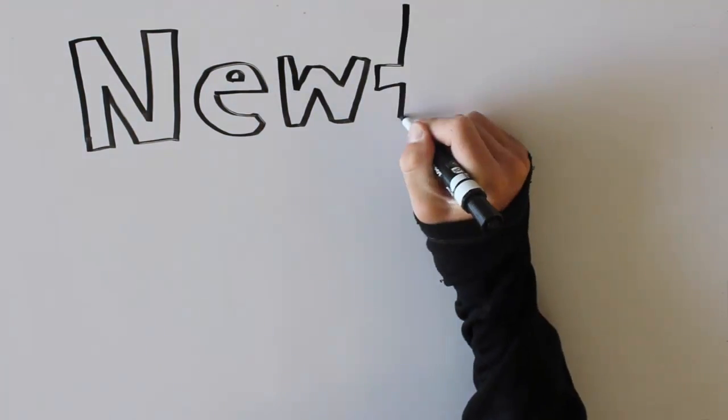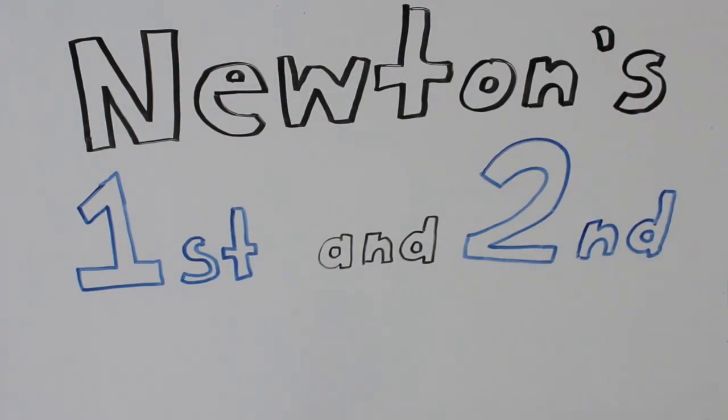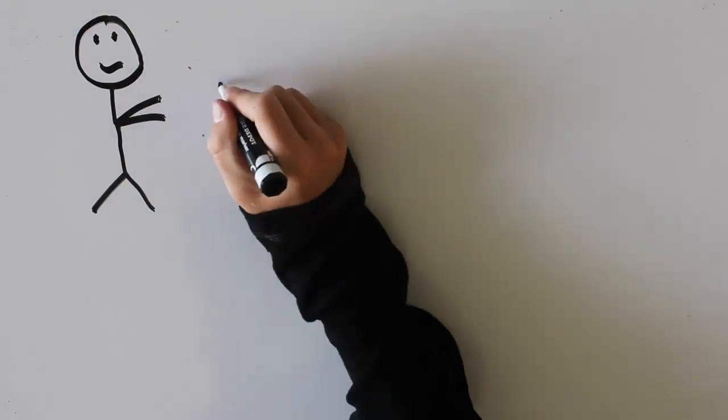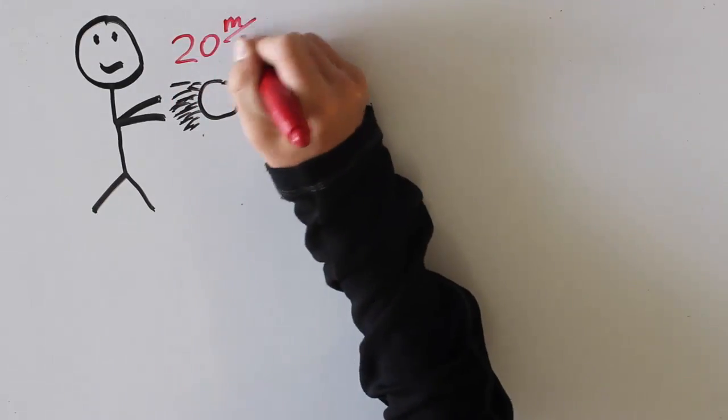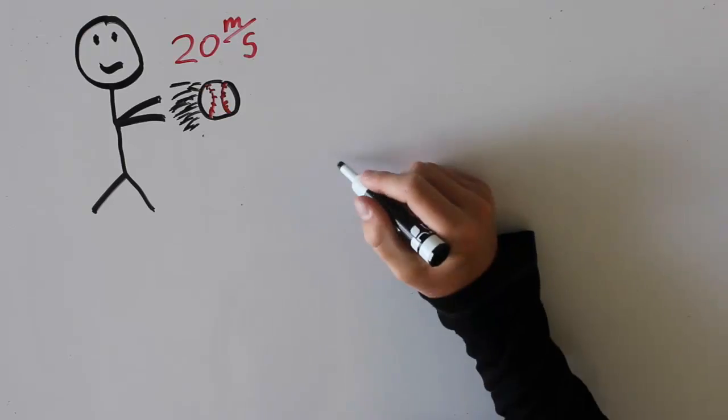In this video, we will be talking to you about Newton's first and second laws. We will explain them in order, so if you only want to learn about the second law, skip to 45 seconds through the video. If you throw a ball in outer space at 20 meters per second with nothing anywhere near, how long will it take for the object to stop?